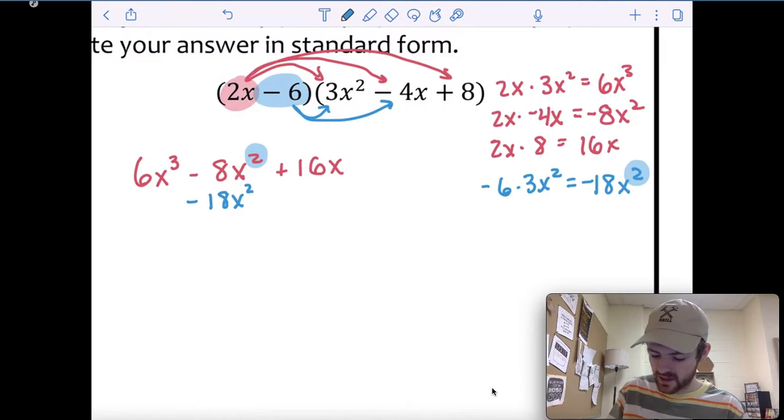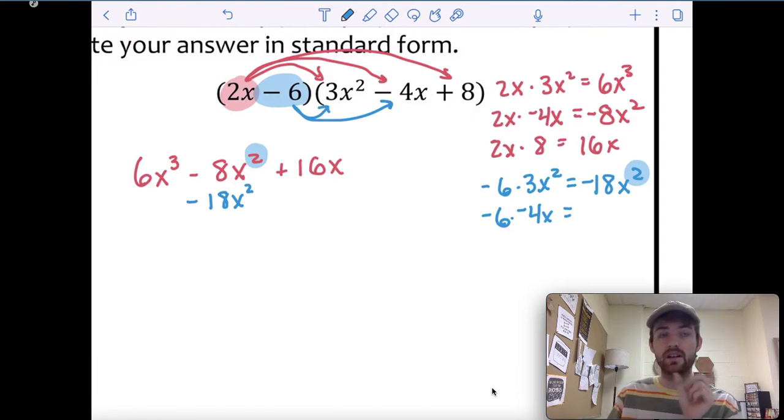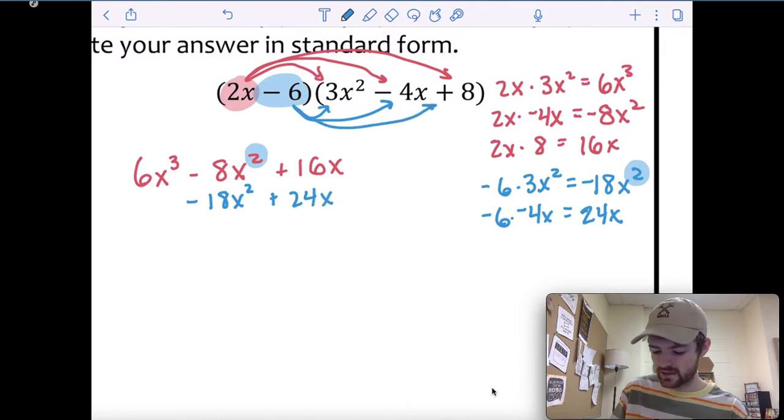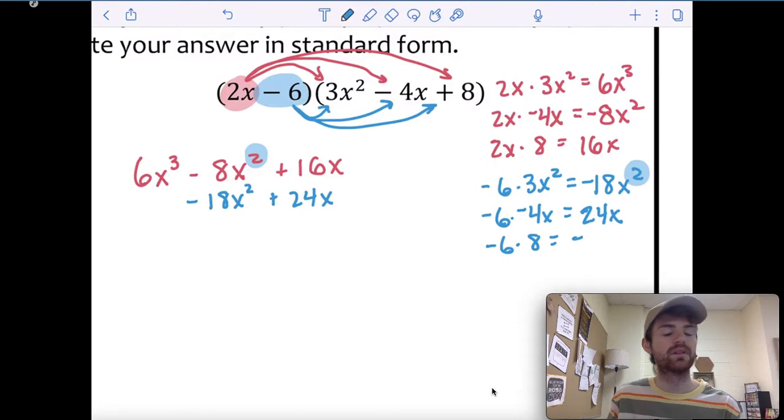Negative 6 times negative 4x. Remember, negative 6 times negative 4, multiplying a negative by a negative gives a positive. So that's plus 24x. And then negative 6 times 8 gives me, oh shoot, my multiplication facts here are not my best. Minus 48, I believe.